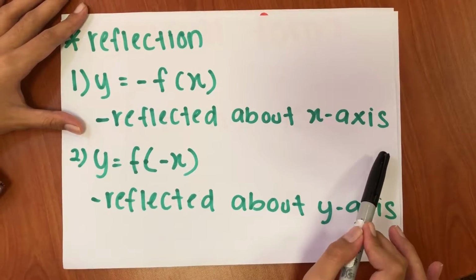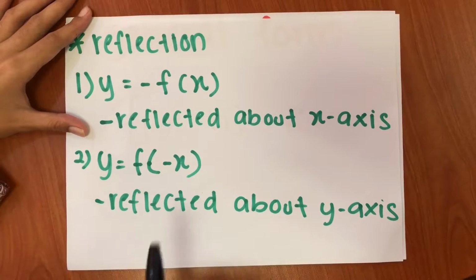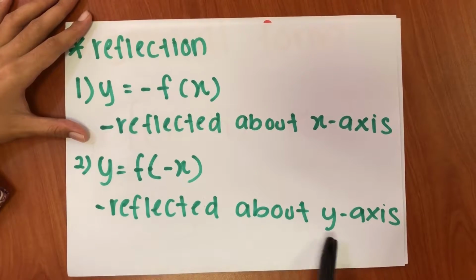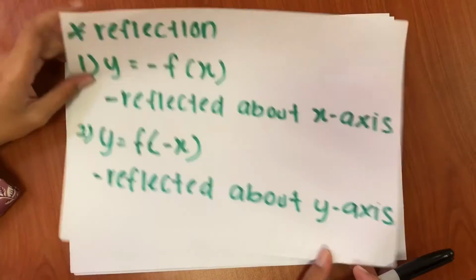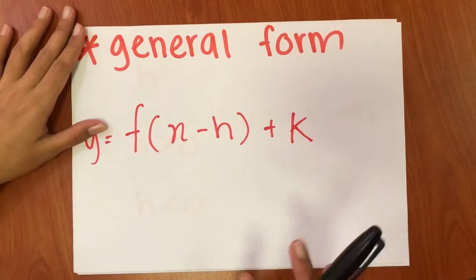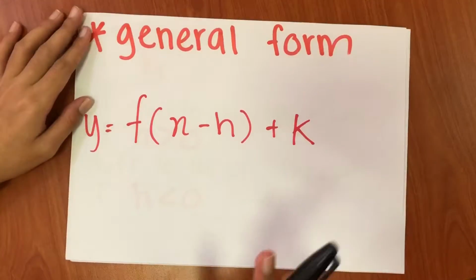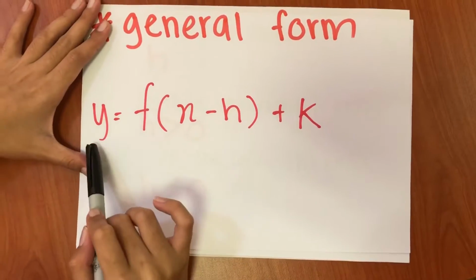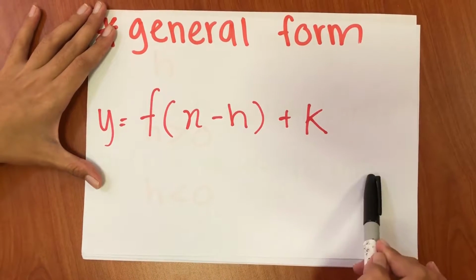Okay, moving on to the next part. Y equals f negative x. This means that the graph needs to be reflected about the y-axis. The next one is the general form for horizontal and vertical movement, which is shifting. So it is y equals f of x minus h, plus k.